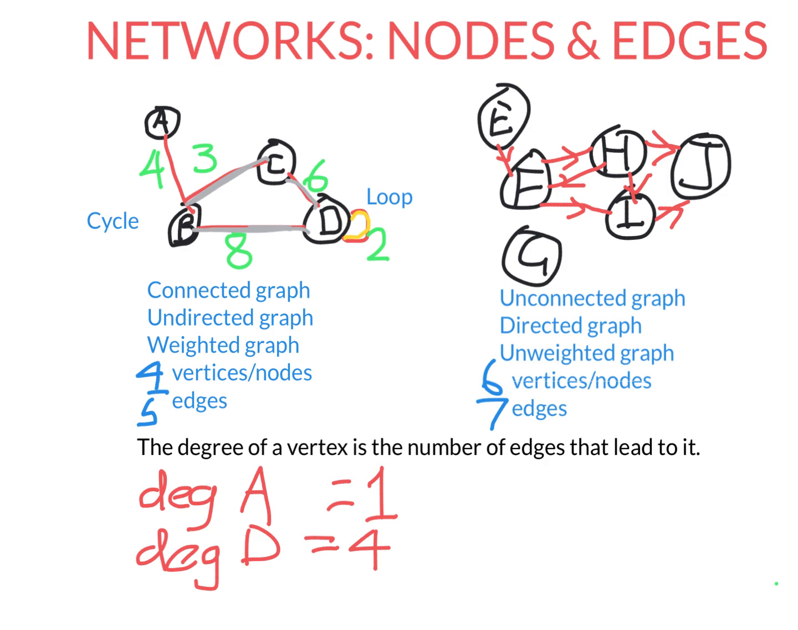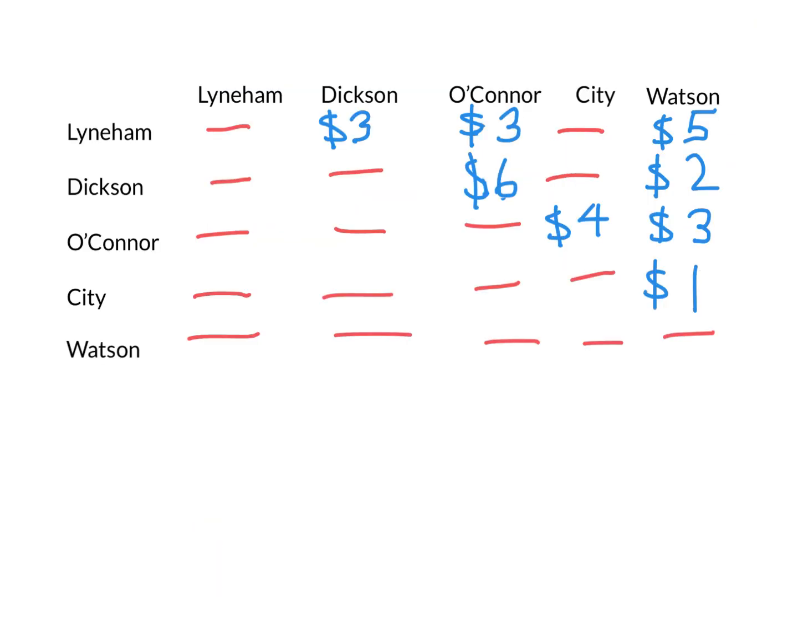Instead, let's look at solving a problem where we would use a network. So here I've come up with a table that shows the cost of travel from each of these suburbs to one of 5 suburbs. So let's go ahead and draw a diagram to represent this. Each of the 5 suburbs will be a node or a vertex. Let's start with L. So Lyneham, we know, connects with Dickson, O'Connor and Watson. O'Connor and Dickson also connect to each other. So what we might do is put O here and D here. So they have a little cycle going on.